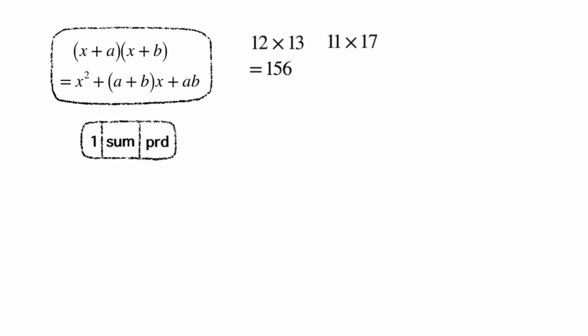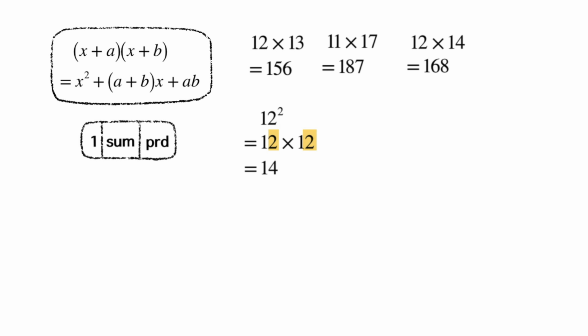Once again, 1 sum product. 12 squared is 12 times 12. So 1, 2 plus 2, 2 times 2.